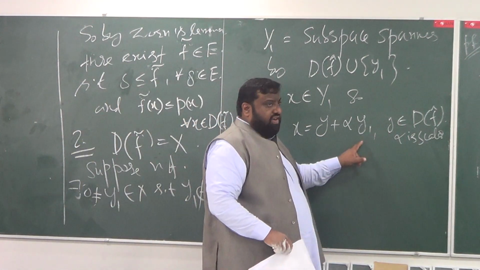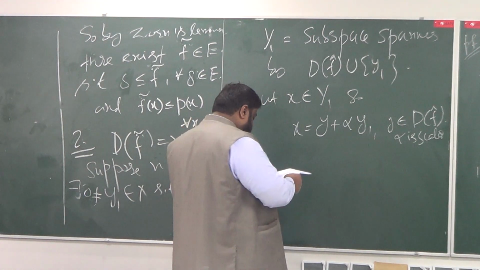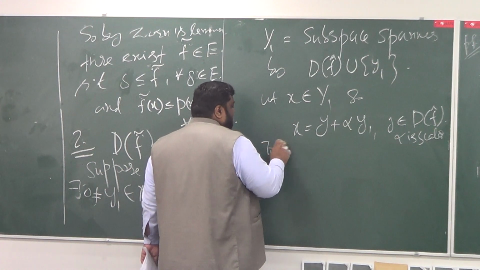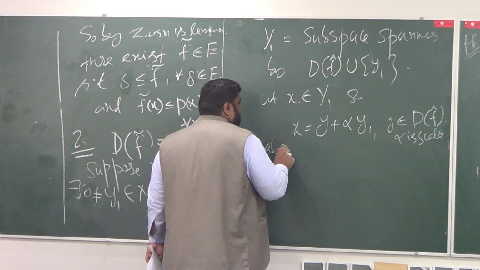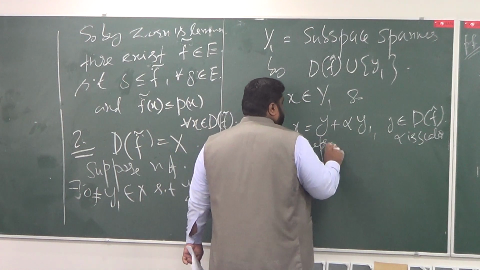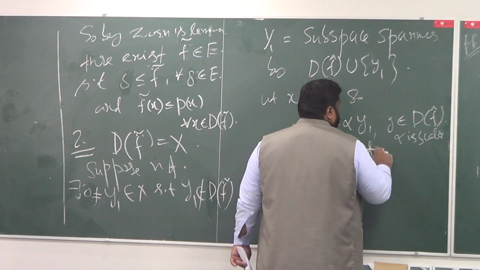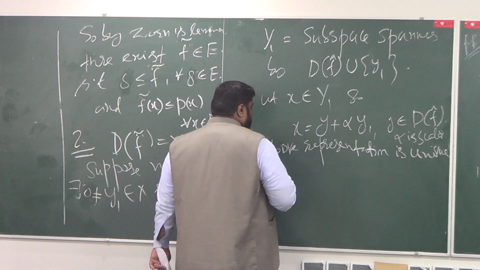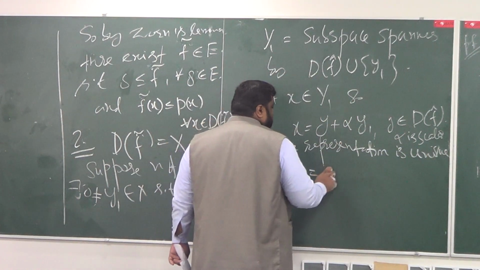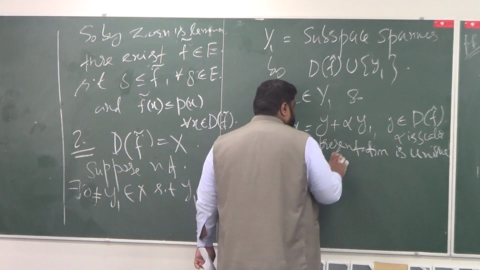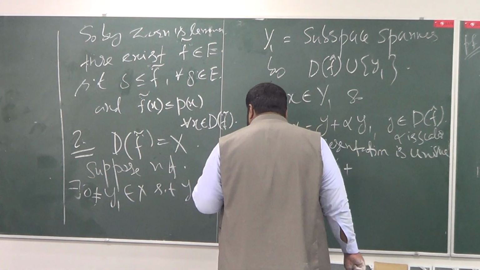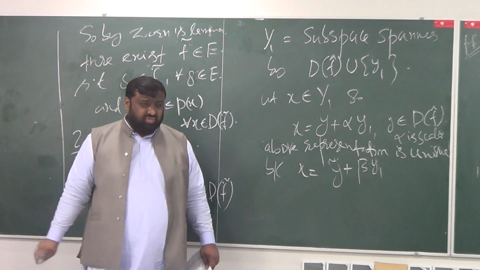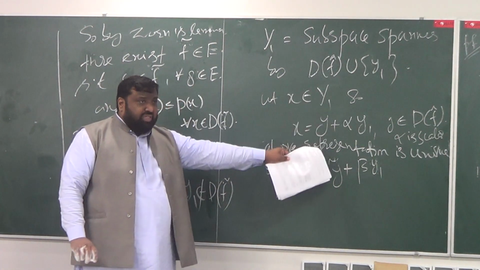Why? Because y1 is non-zero. So I can prove that the above representation is unique. Why? Because if you take any other representation, like y tilde plus some beta y1, then my claim is that these must be the same.